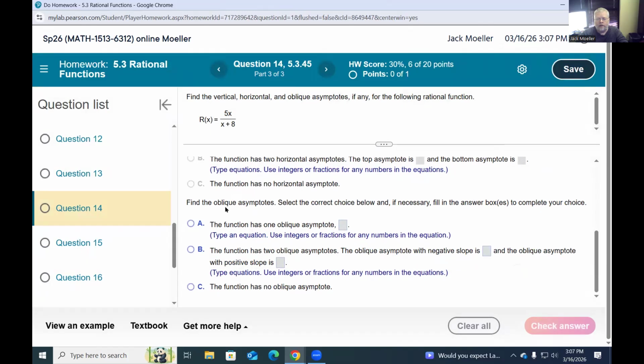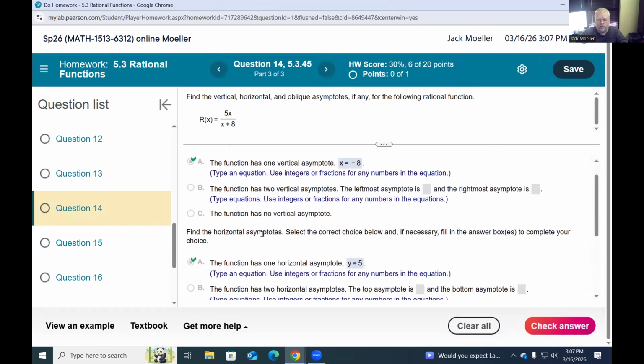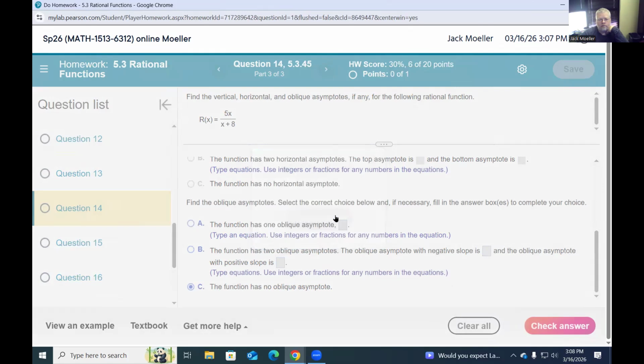And then find the oblique asymptote. Well, if there's a horizontal asymptote, then there is no oblique. It's either the horizontal or the oblique. It says type the equation. I'm pretty sure I made sure to pick these that don't have an oblique, because we haven't done the division.